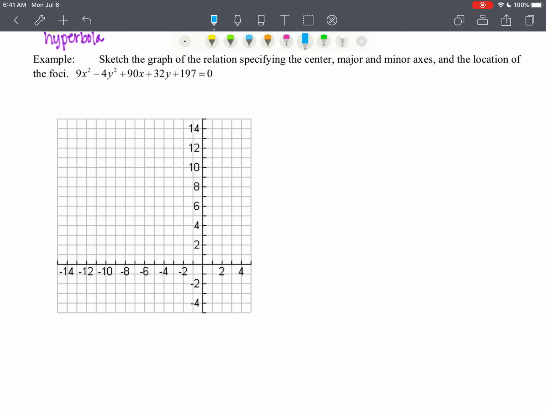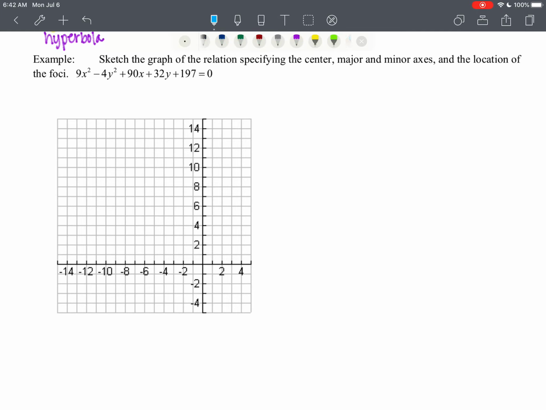So our first example, 9x squared minus 4y squared plus 90x plus 32y plus 197 equals 0. We're going to find the center, the major and minor axes, the location of the foci, and we're going to find the equations of the asymptotes.